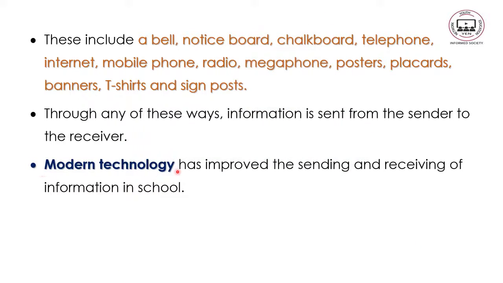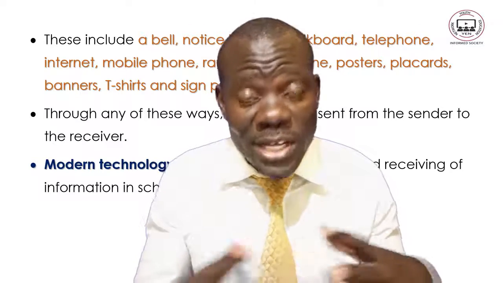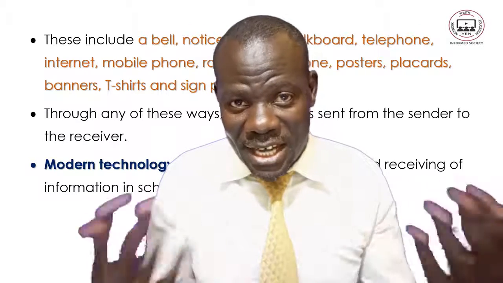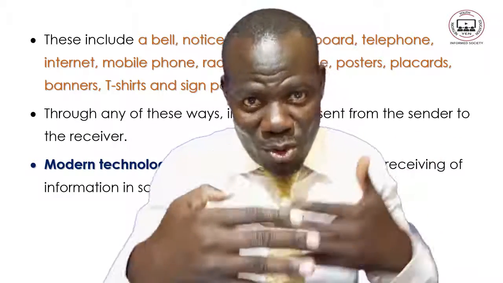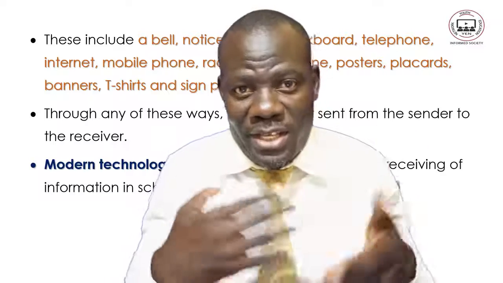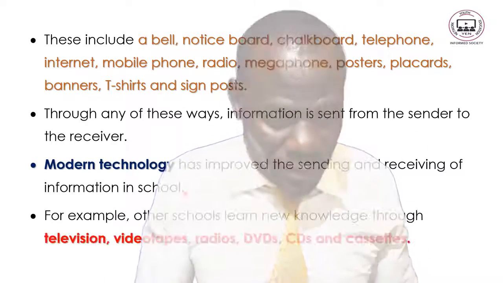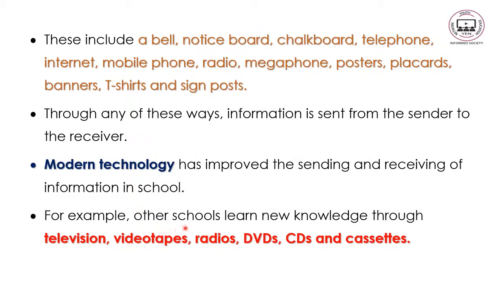So modern technology has improved the sending and receiving of information in school. So in school, we see to it that the modern technology is there now to change and improve the way we receive or the way we send information, even in the school. For example, other schools, they learn new knowledge through television, videotapes, videos or radios, DVDs, CDs, and cassettes.